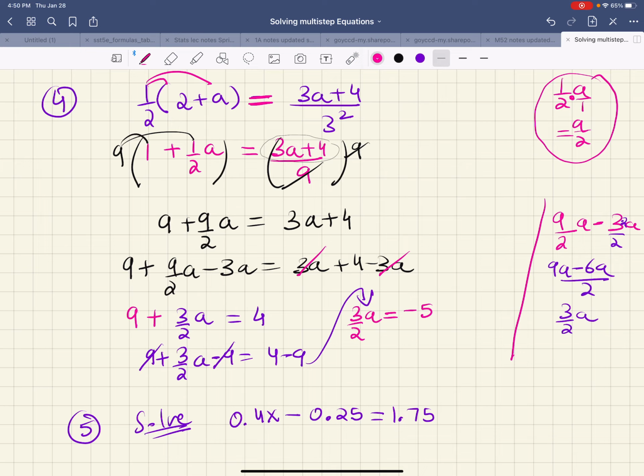And now we're going to get rid of the 3 halves in front of our variable a by multiplying both sides with the reciprocal.